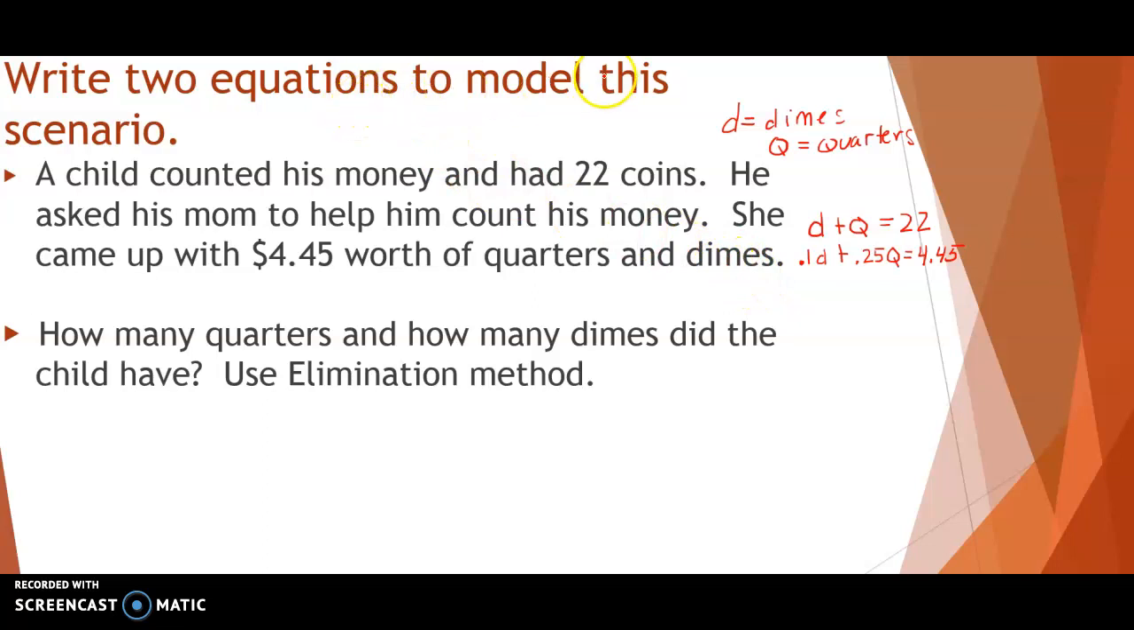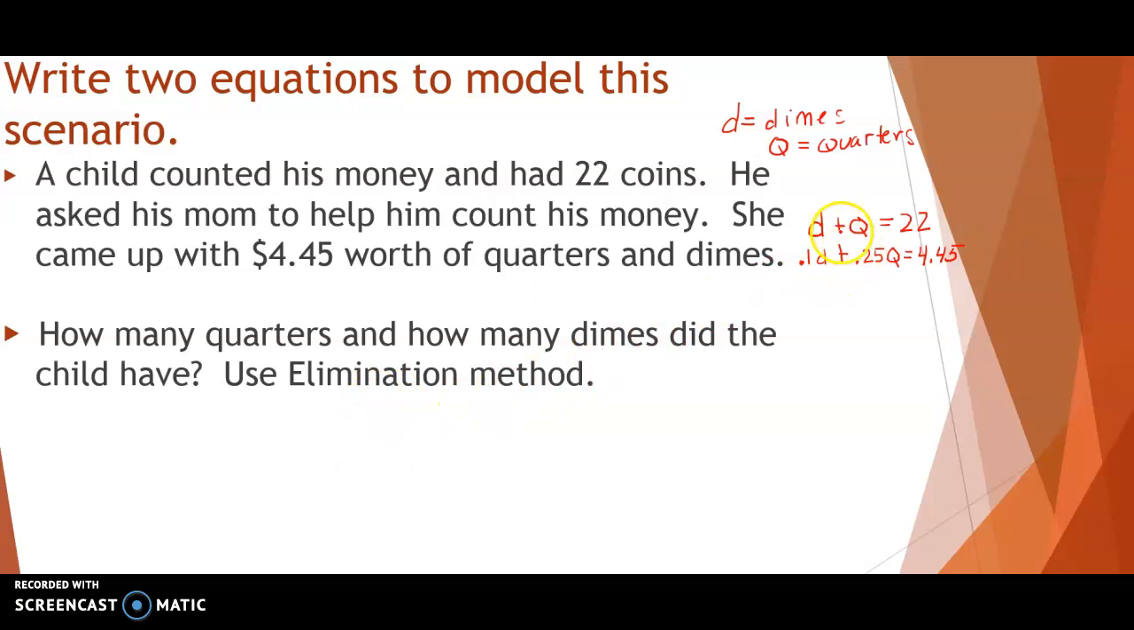So that's the first thing. Write two equations to model. I have an equation based on how the child counted, and I have an equation based on how the mother counted. Then it asks me how many quarters and how many dimes did the child have, and to use the elimination method. So I'm asked to solve these two equations together as a system of equations, and I'm told specifically to use this elimination method.